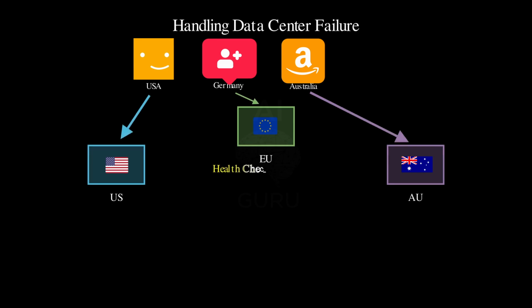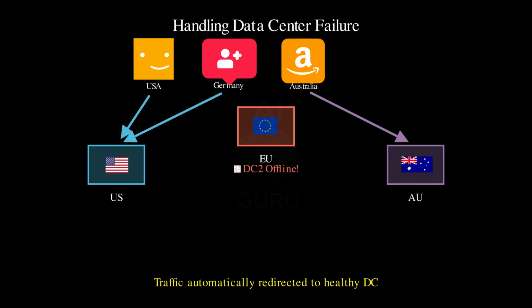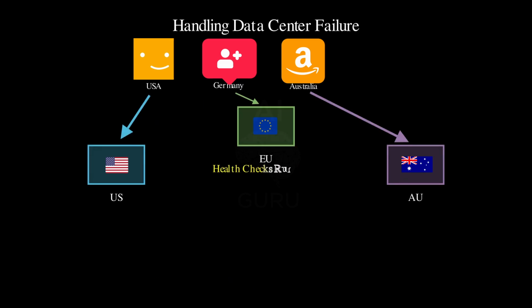So what happens when, say, data center 2 in Europe goes offline? How does the GeoDNS system know not to send traffic there anymore? The DNS provider has to integrate robust health check mechanisms. The system is constantly probing the endpoint services in each data center. So it's checking if the load balancer is responding, if response times are okay.